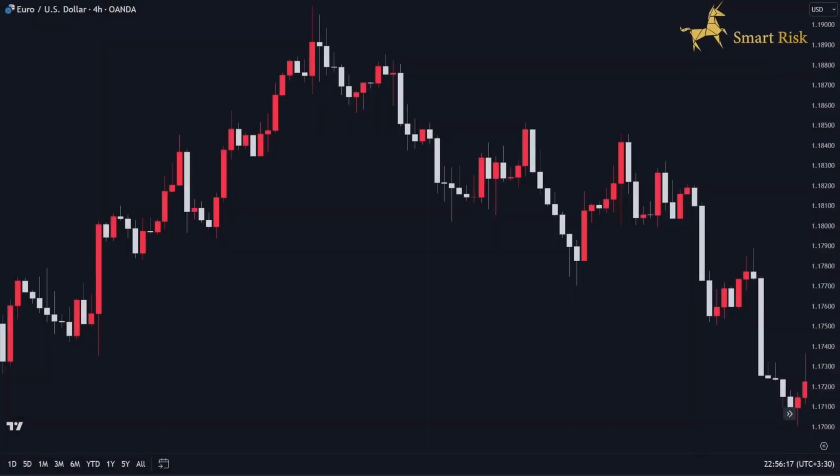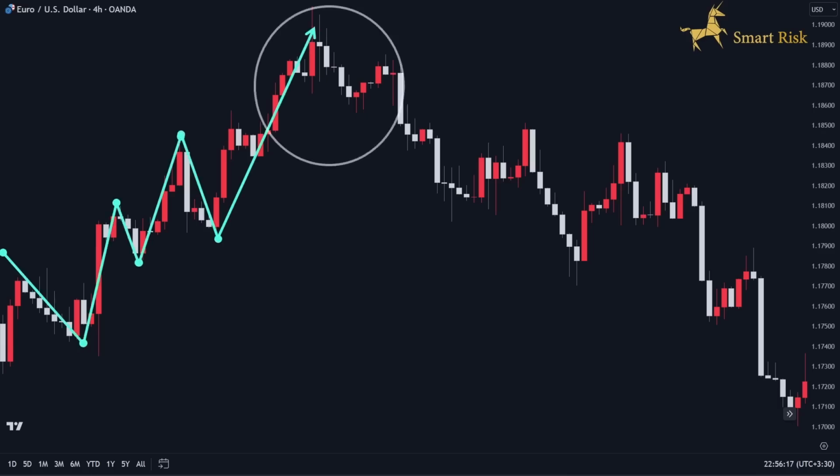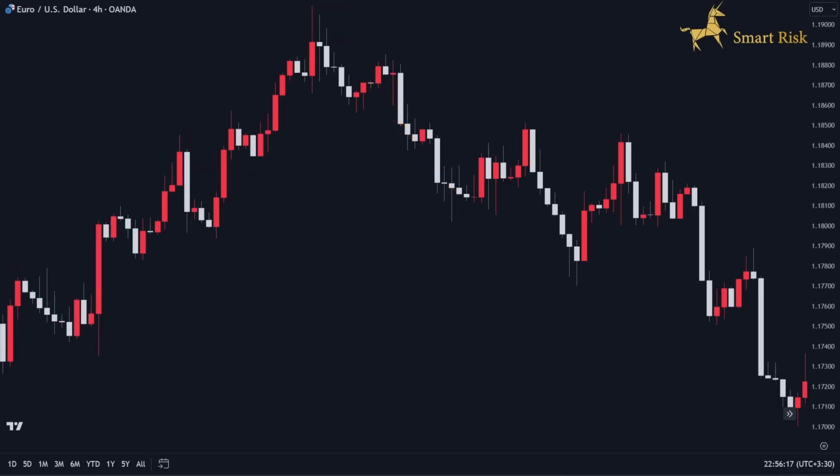Here we have the Euro-Dollar 4-hour chart on the screen. As you can see, the price was in a strong uptrend and created a series of higher highs and higher lows until it changed its direction to the downside. Starting from the bottom left. As you can see, the price has created a bullish break of structure to the upside with this large, inefficient red candle. So this means the price broke out of the last structural weak high, which was this one.